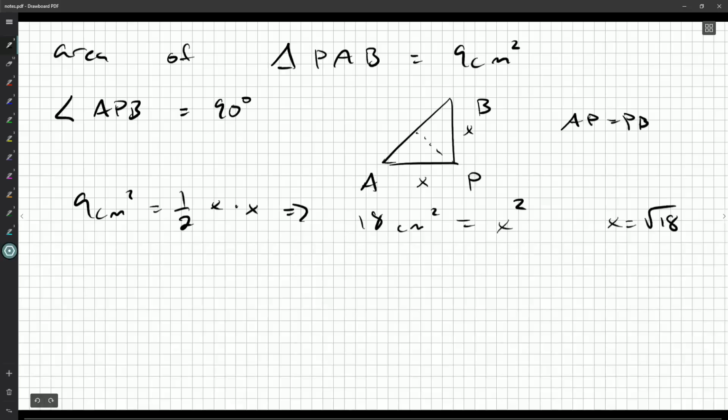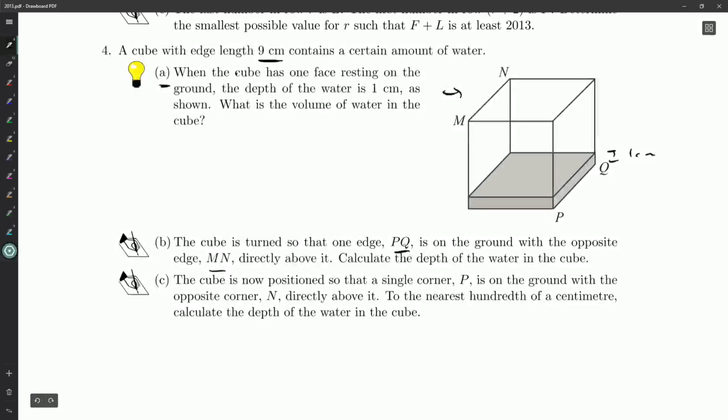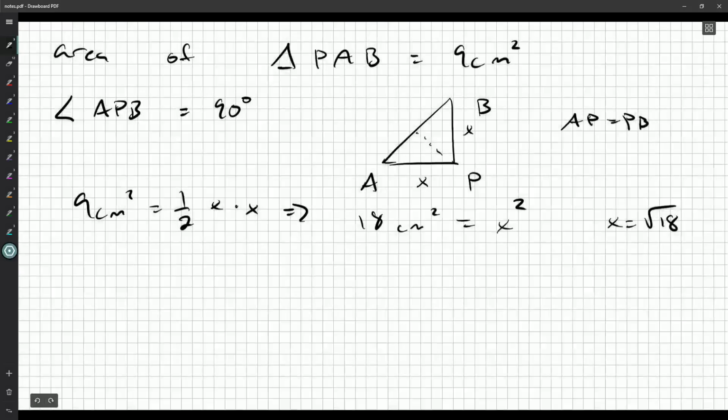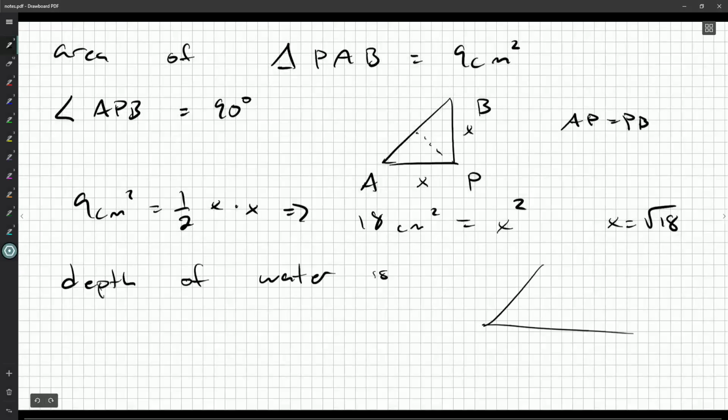Now, I don't think we wanted that. What did we want? We want the depth of the water. Let's say the depth of the water is... I can draw a better isosceles right angle triangle than that.